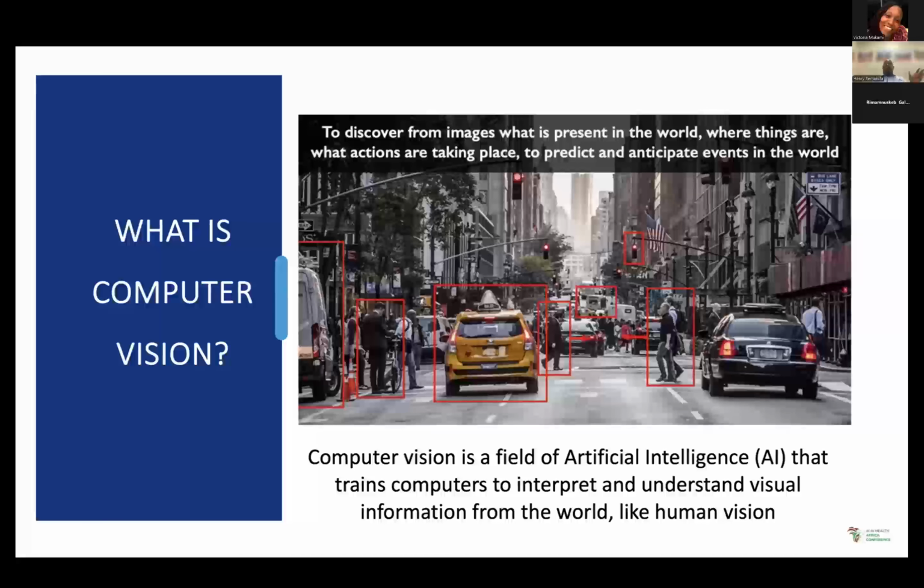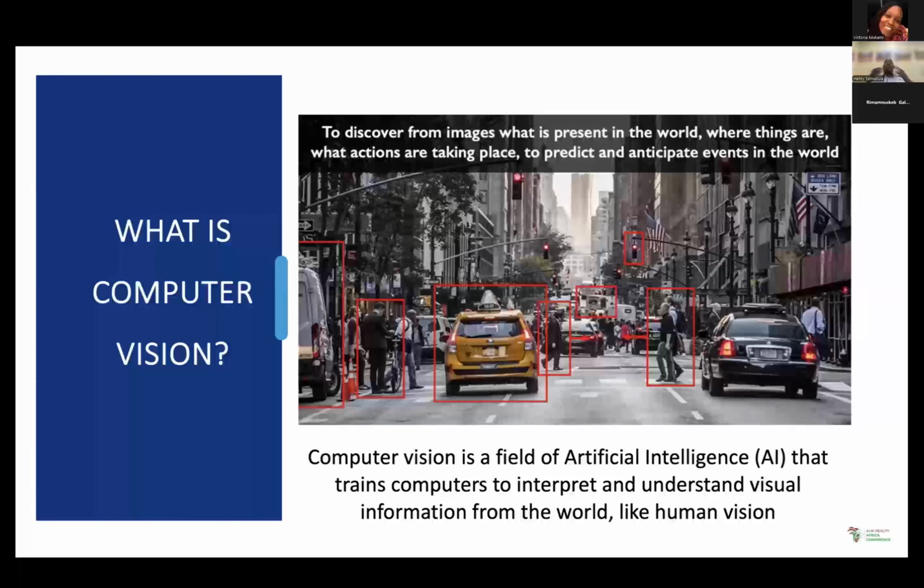So if you are to join back the words, computer vision is just a field of artificial intelligence that trains a computer to be able to interpret and understand visual information from the world the way humans would do. For example, if I ask you, you see people crossing.